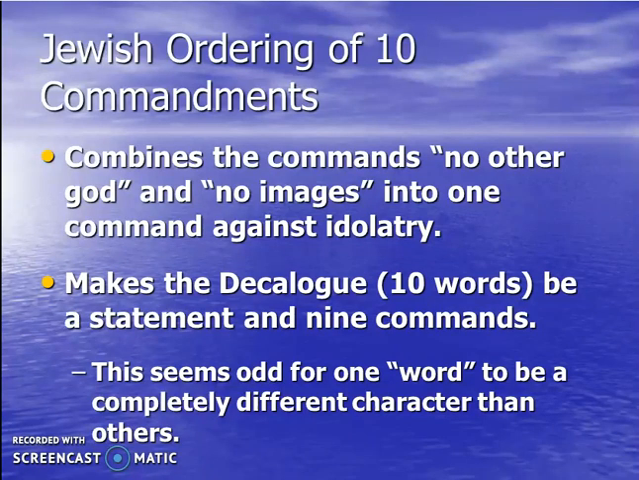And it makes the Decalogue 10 words, which is basically one statement and 9 commandments. And this on the surface seems a little odd. Why not have 10 commands rather than the one word is different than the other word? That makes it a little odd.